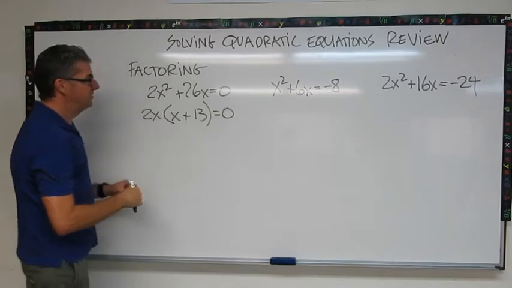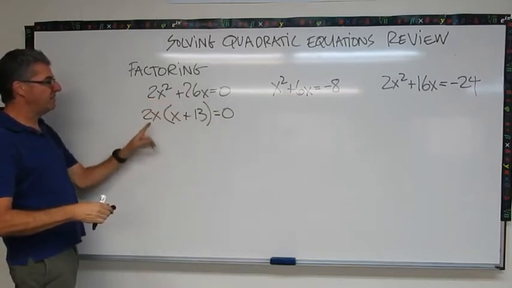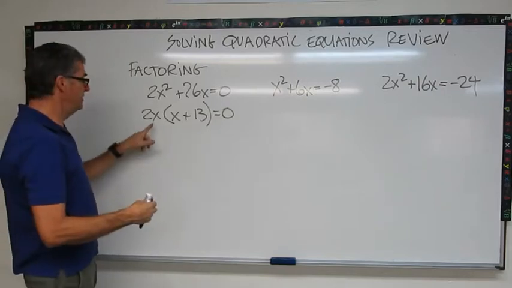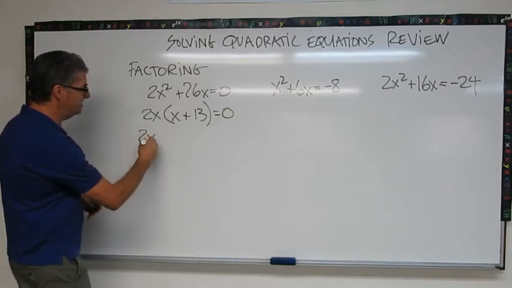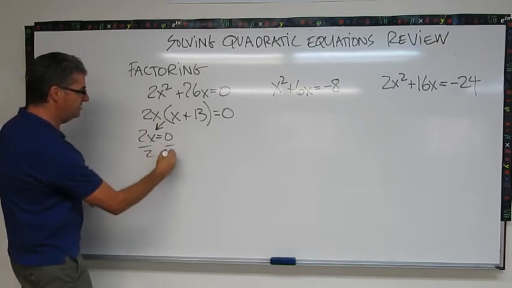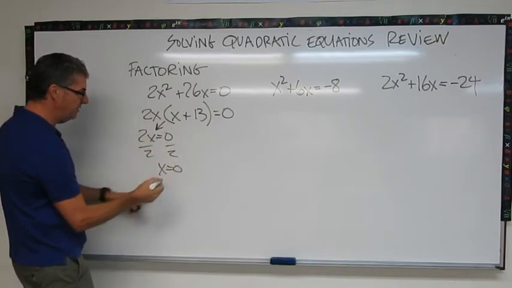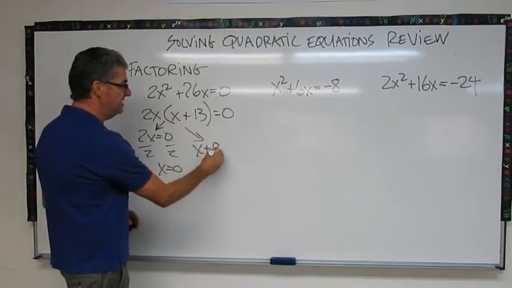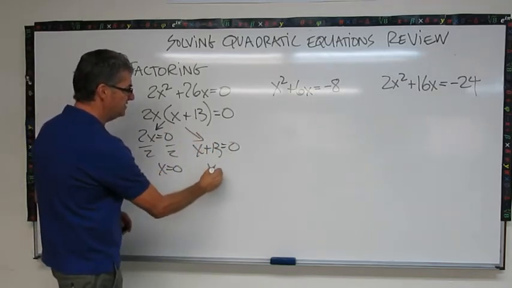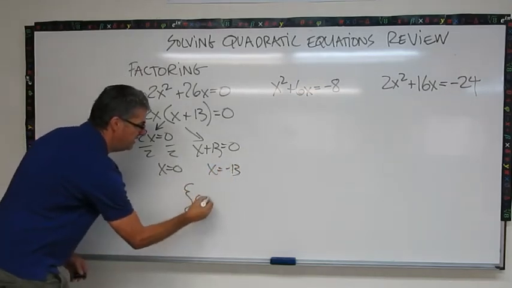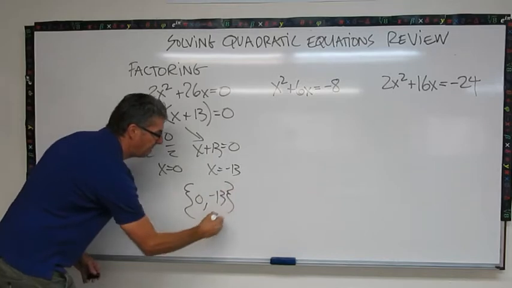Equals 0. So I just factored out my greatest common factor. Now I have two things that are multiplied. I can use my null factor law to do 2x equals 0. That's my first branch. Divide through by 2, and I get x equals 0. That's my first solution. This branch is x plus 13 equals 0, which gives us x equals negative 13. So my two answers are 0 and negative 13.